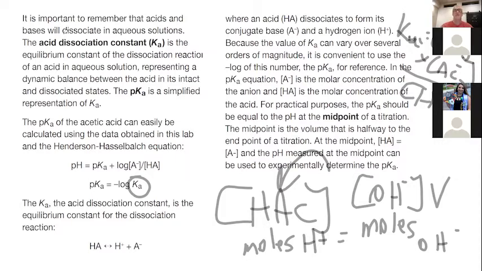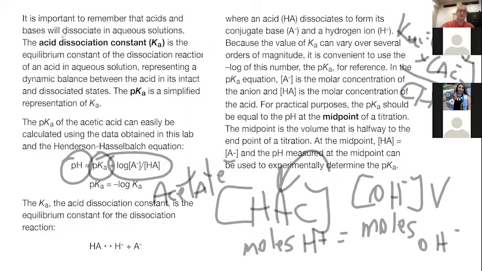And if we rearrange that equation, we get this. The pH of our solution equals the pKa of whatever the acid is, plus the log of the concentration of the conjugate base, in this instance acetate, divided by the concentration of the acid. Notice it's not the concentration of H+, but the concentration of the weak acid.